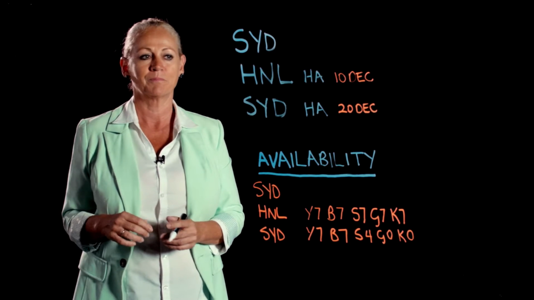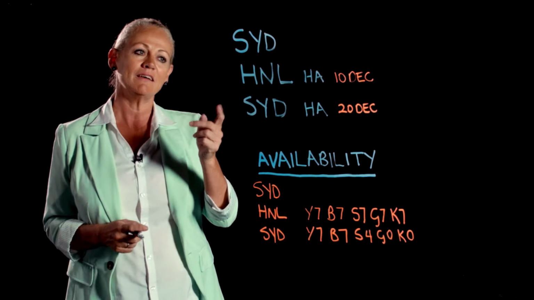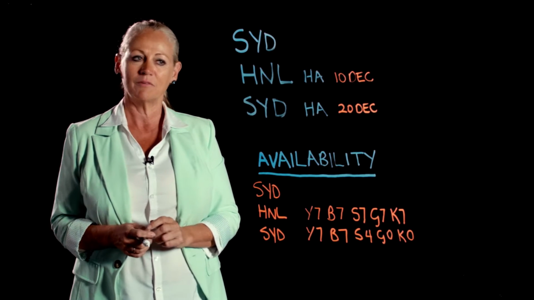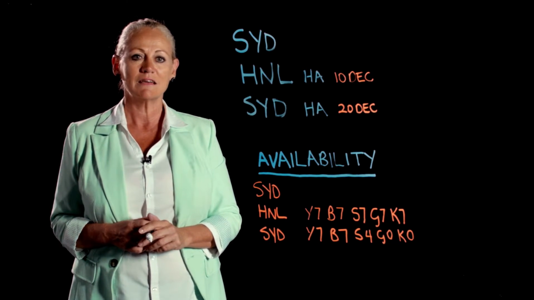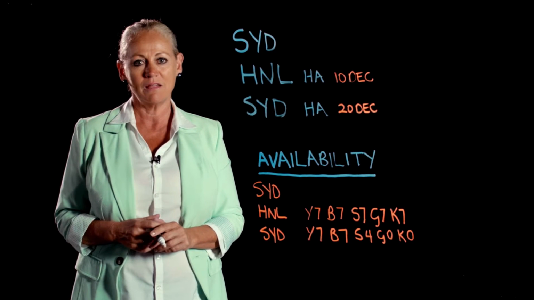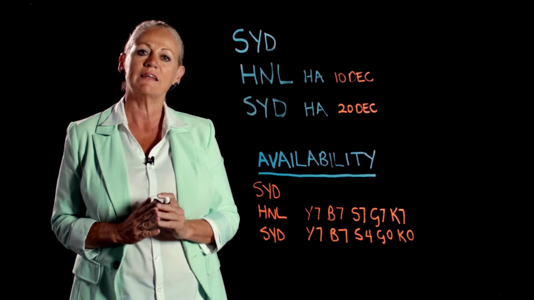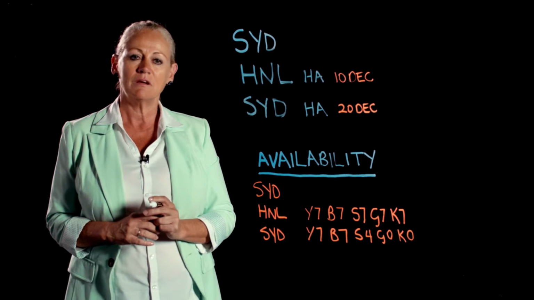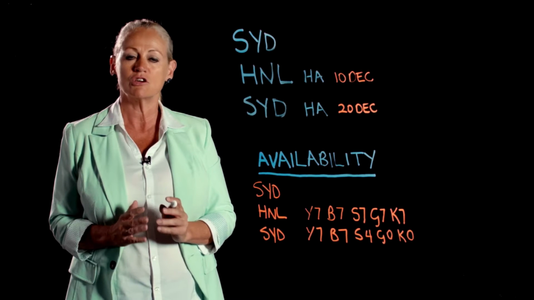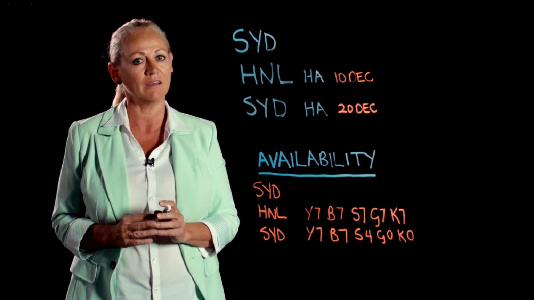promotional airfare. So we have a look at this itinerary here, Sydney, Honolulu to Sydney, flying on Hawaiian Airlines, departing on the 10th of December, then coming back on the 20th of December. So the first thing you look at is the departure date, because your departure date determines your return seasonal fare.